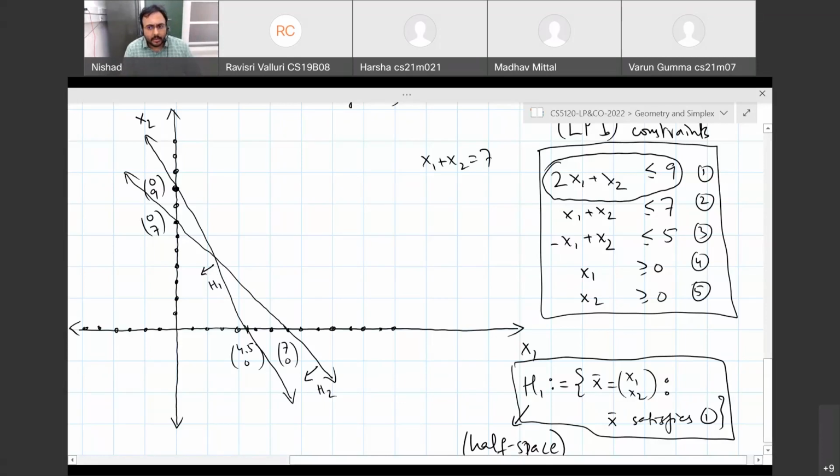Great. Let's look at the third one: minus x1 plus x2 equals 5. (-5, 0) is a solution and (0, 5) is a solution. And minus 5 is here, and (0, 5) is here. So let's draw this line.